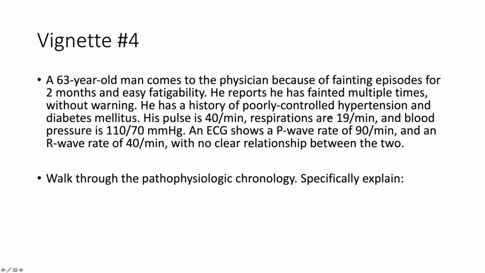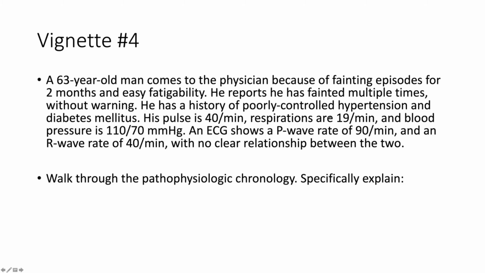Yeah, I can try. First we have to arrange the vignette according to what happened first. A 63-year-old man was born healthy, and then he had a poor lifestyle, and he acquired hypertension and diabetes, which was poorly controlled. And then from the past 2 months, he has episodes of fainting and easy fatigability. Yeah, but what's the pathophysiology, right? You have to tell me why. You can't just tell me the symptom.